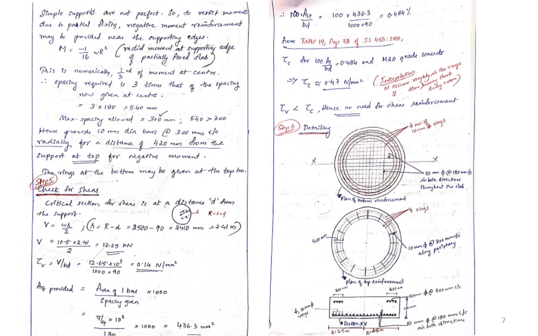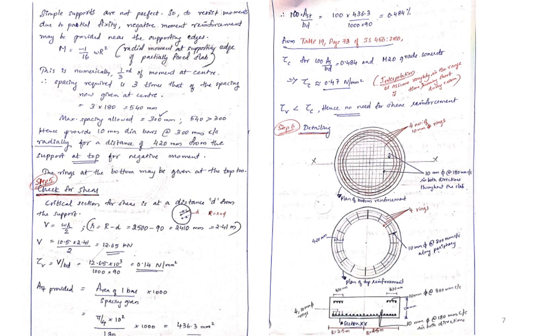Then 100 Ast by bd. Why do we need to find this? Why should we talk about Ast and all? Because tau C is in Table 19, page 73 of IS 456, and tau C depends on the 100 As by bd value. So 100 As by bd is equal to 100 into Ast provided 436 divided by 1000 into 90. So 0.484 percent. So you have to interpolate and find out the tau C value, and the tau C value is 0.47 Newton per mm square.